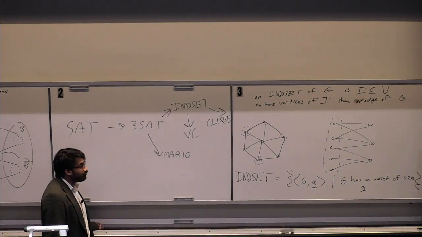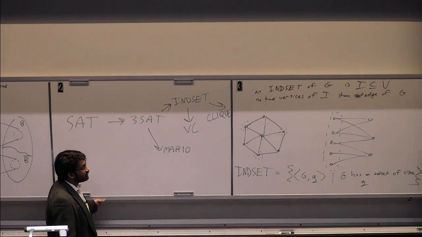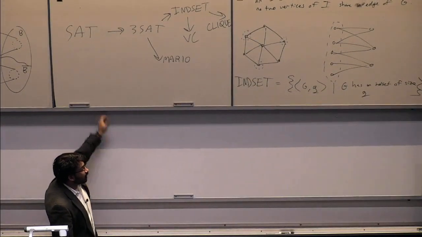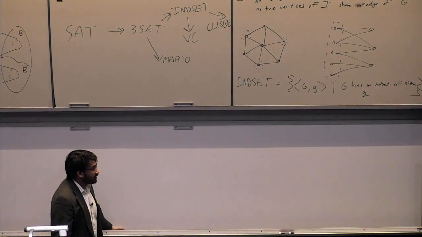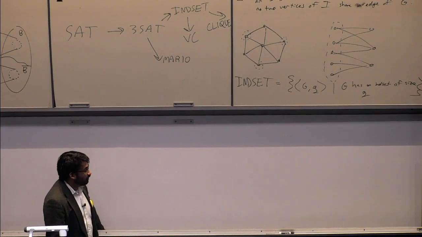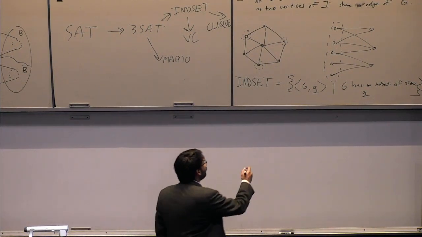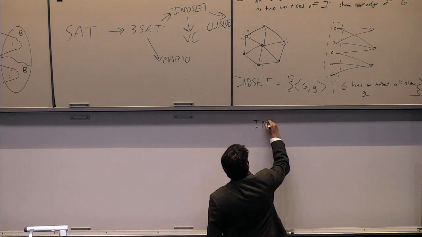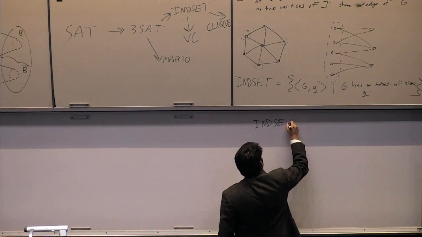All right, now let's prove the independent set problem is NP complete. To prove the problem is NP complete, you first have to prove that it's in NP, and then you have to prove that it's NP hard. So we're going to prove that independent set is in NP.